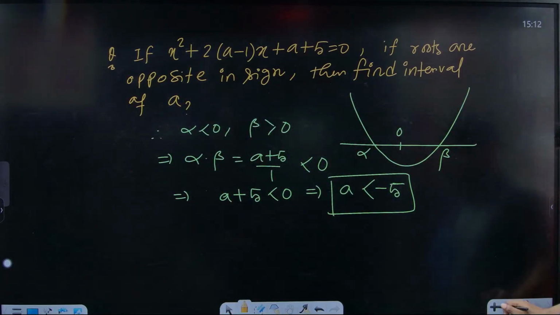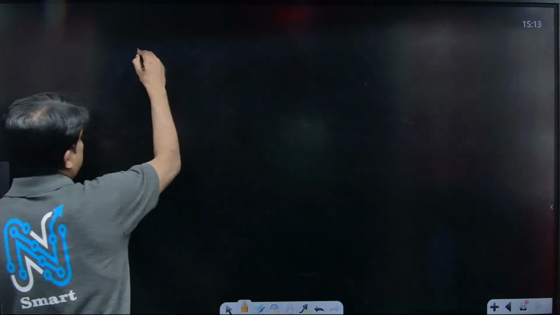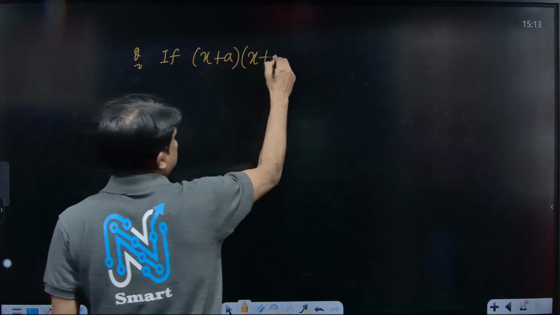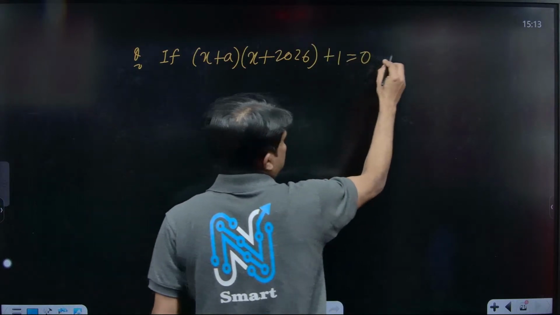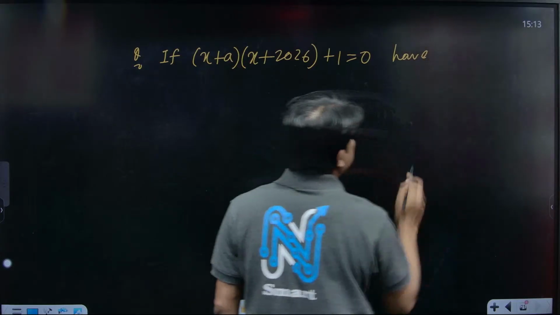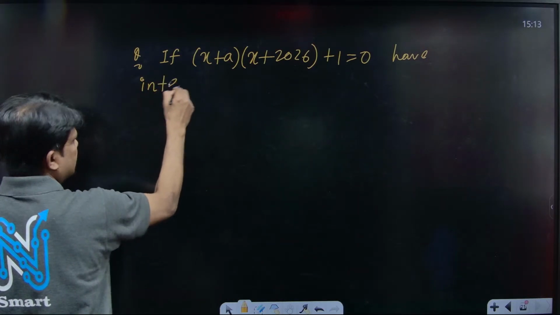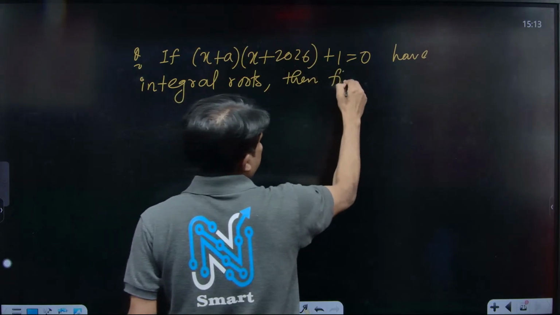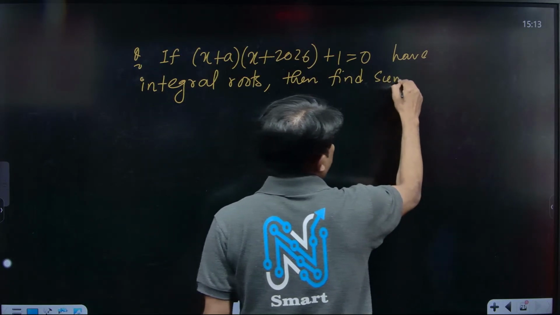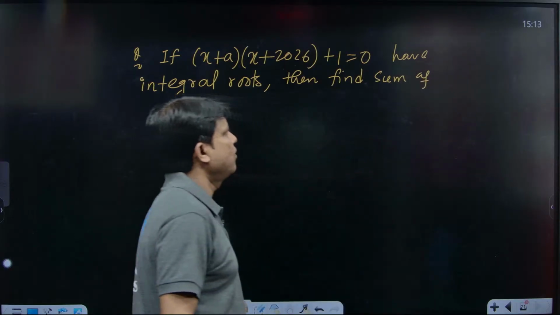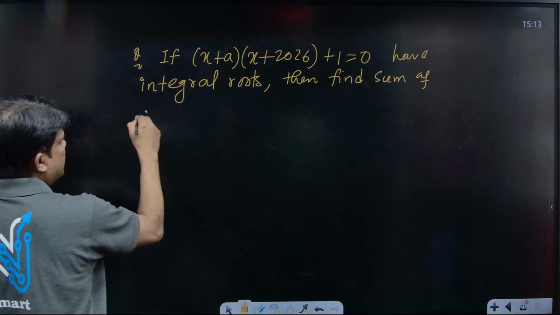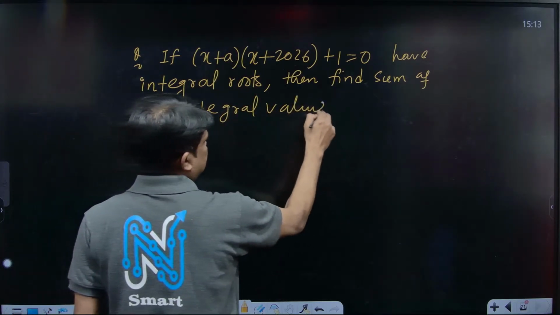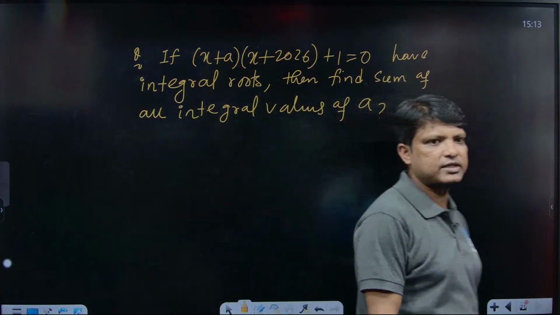Now check one more very interesting question: if (x plus a) into (x plus 2026) plus 1 equals 0 has integral roots, then find the sum of all integral values of a.